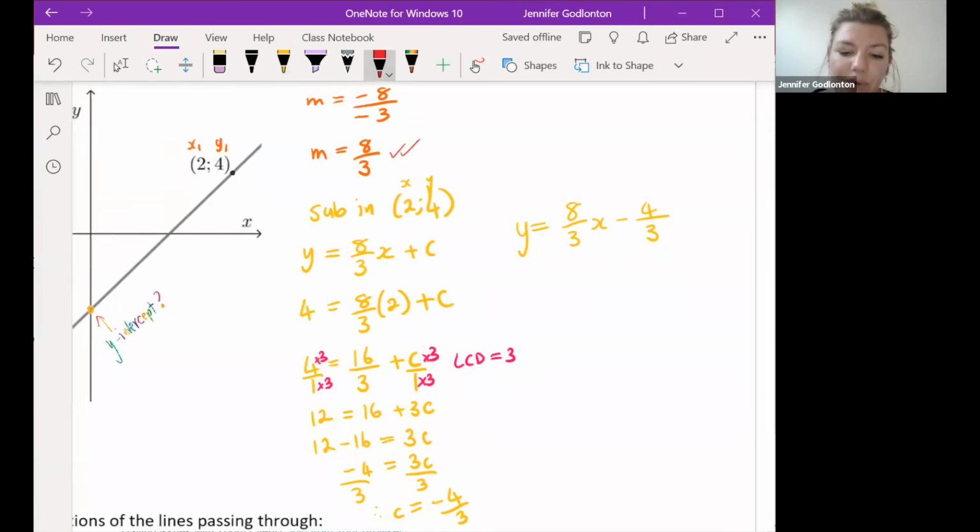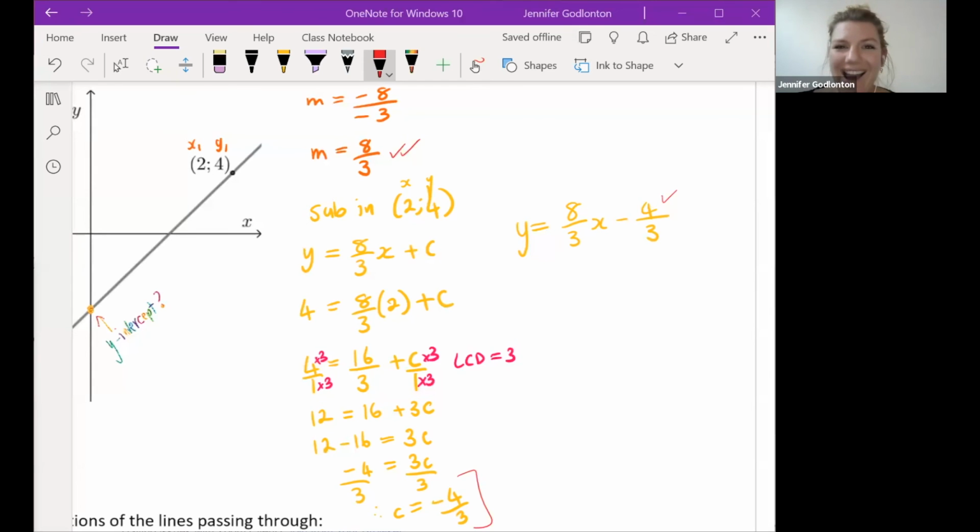Who are our brain buffs in here who managed to get negative 4 over 3 as our c value? Do we have any brain buffs? Marilla, yes, nice. Well done. Kutwano, well done. Those of you who did not get the negative 4 over 3, can you try and talk us through and tell us what happened? Kutwano, yeah, how can I help?